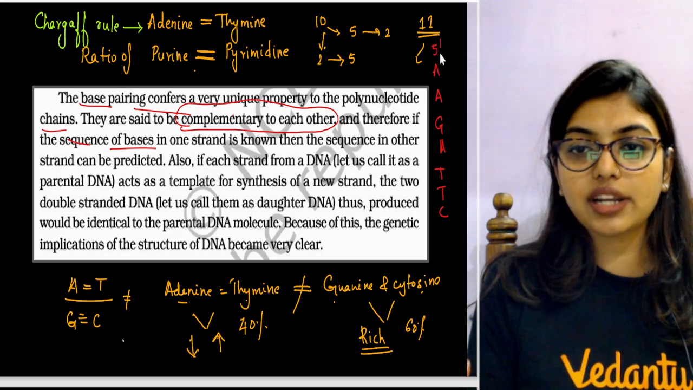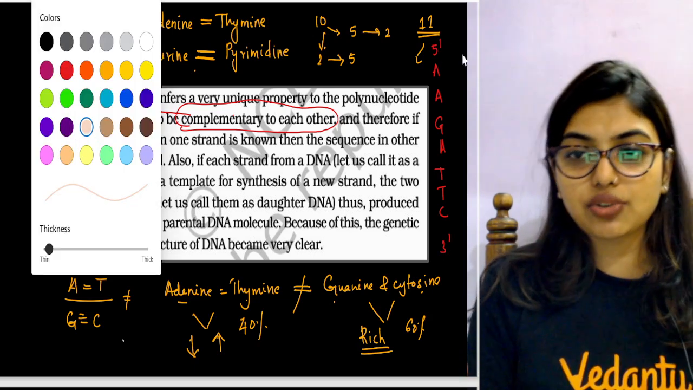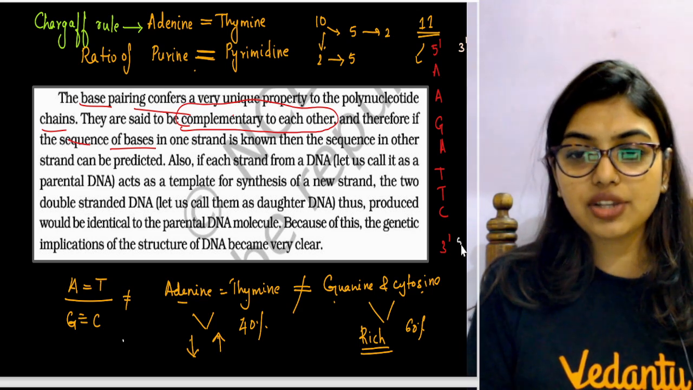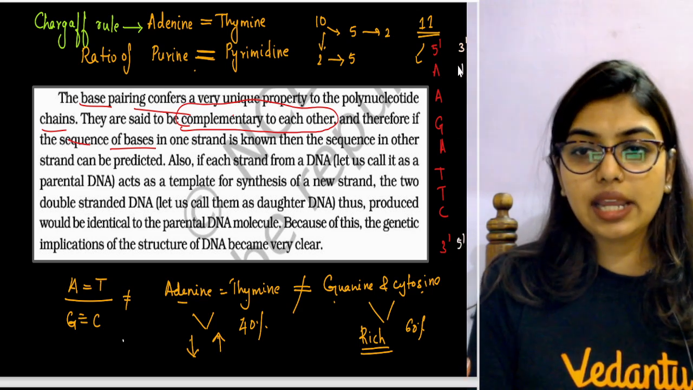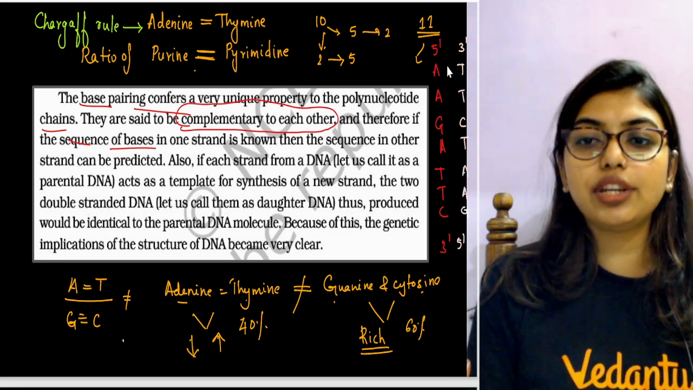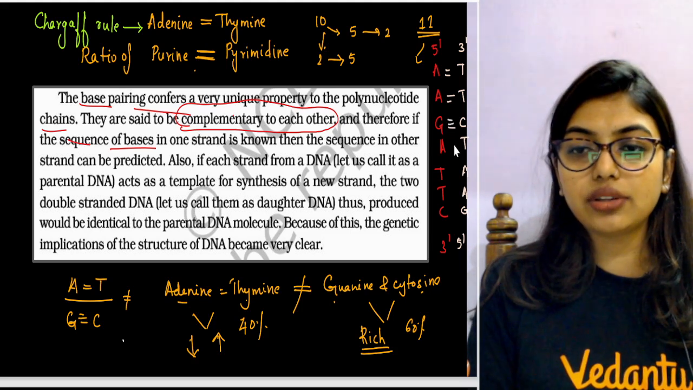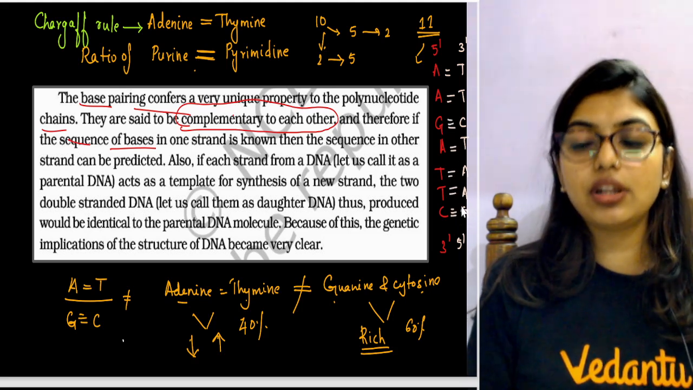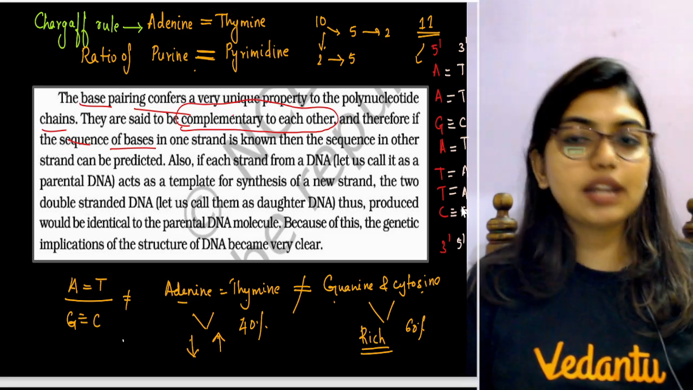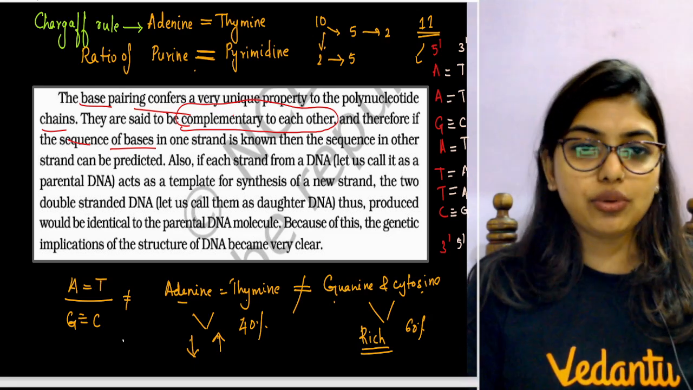So this strand is 5 dash to 3 dash. The other strand which is going to be formed is 3 dash to 5 dash. What is it going to be? A T T C T A G. So he told that these are going to be complementary to each other. Clear or not? So this is one strand. If I know one strand, I will be able to know the other also.